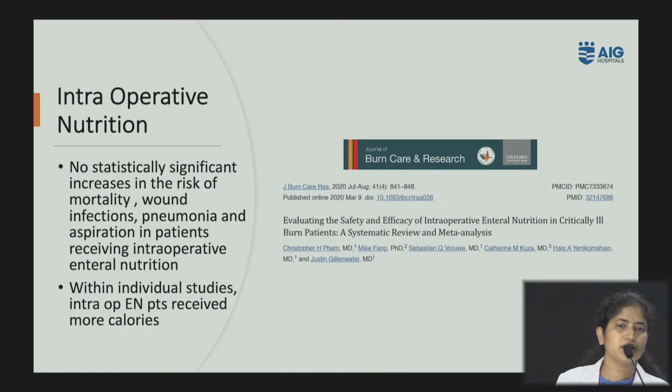This is a systematic review and meta-analysis which showed that when they continued the feeds intraoperatively in intubated patients, there were no statistically significant increases in the risk of mortality, wound infections, pneumonia, and aspiration in patients receiving intraoperative enteral nutrition. But when you look at the individual studies, the patients who received intraoperative nutrition, compared to those who followed the standard protocol of perioperative fasting, received more calorie intake.